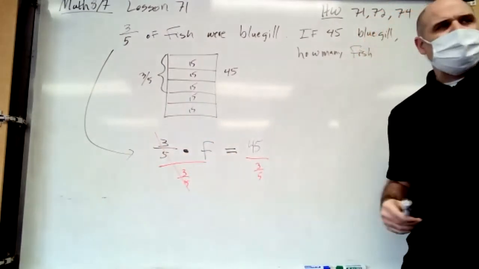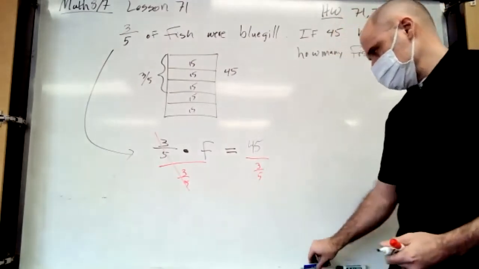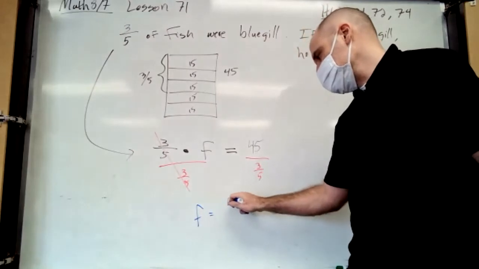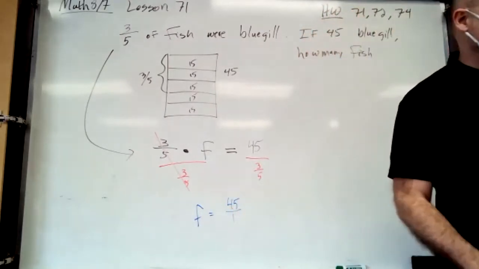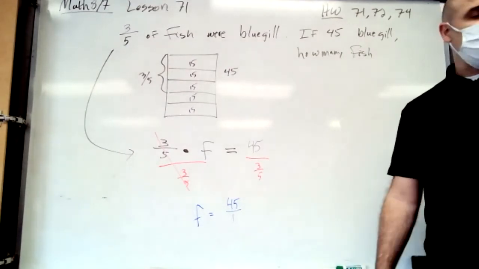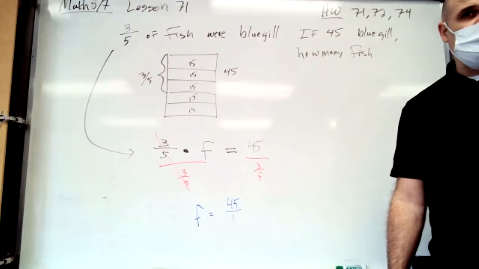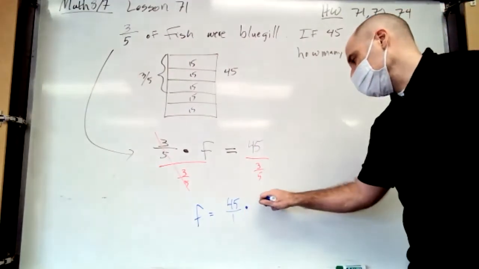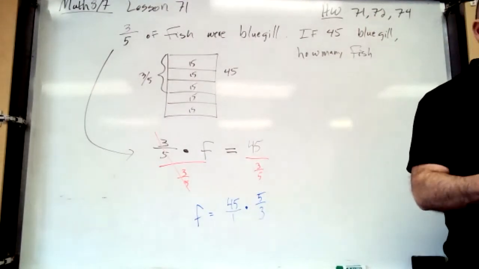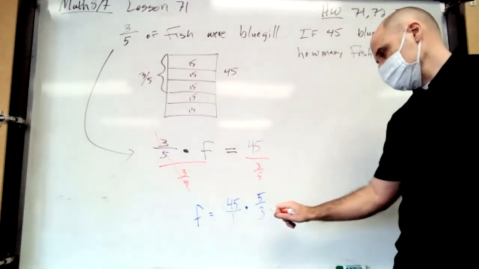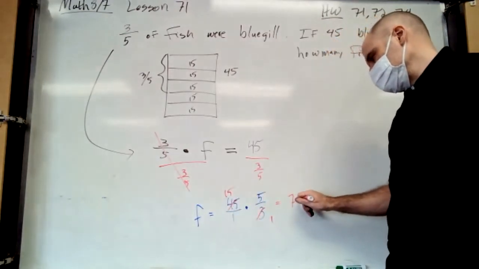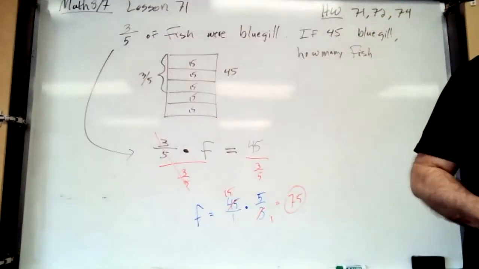All right, well, how do you divide by fractions? You copy dot flop. So now F equals copy. Remember, you can only multiply fractions with fractions, so if you don't have a fraction, you have to make one. You make a fraction out of a whole number by throwing it over one, right? Dot flop. Everybody okay with that? Yeah. All right, let's cross reduce, because this is a multiplication problem of fractions, so that's nice. So F equals 75. Okay?